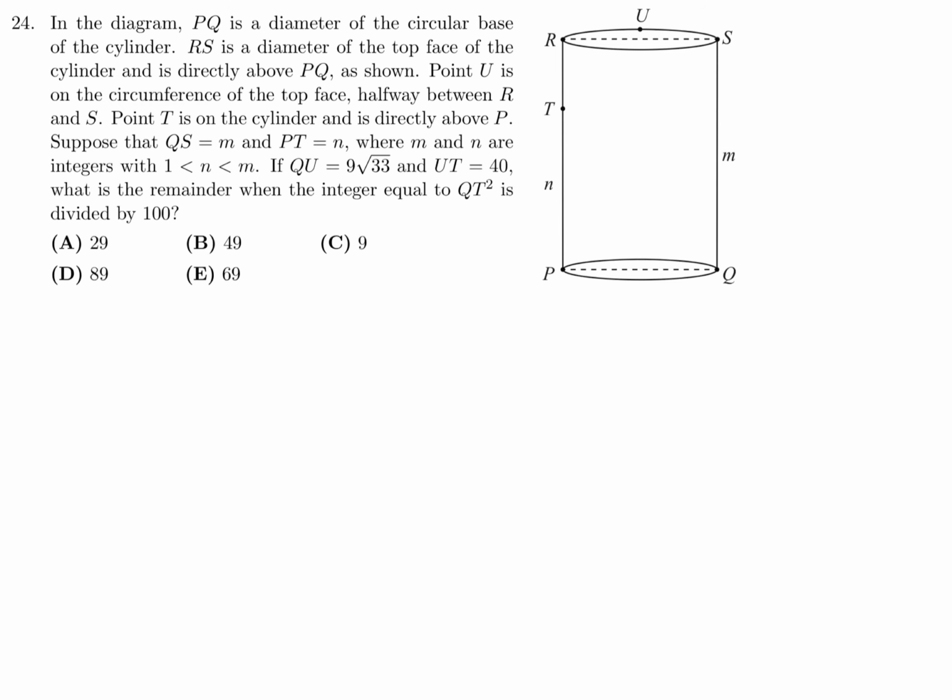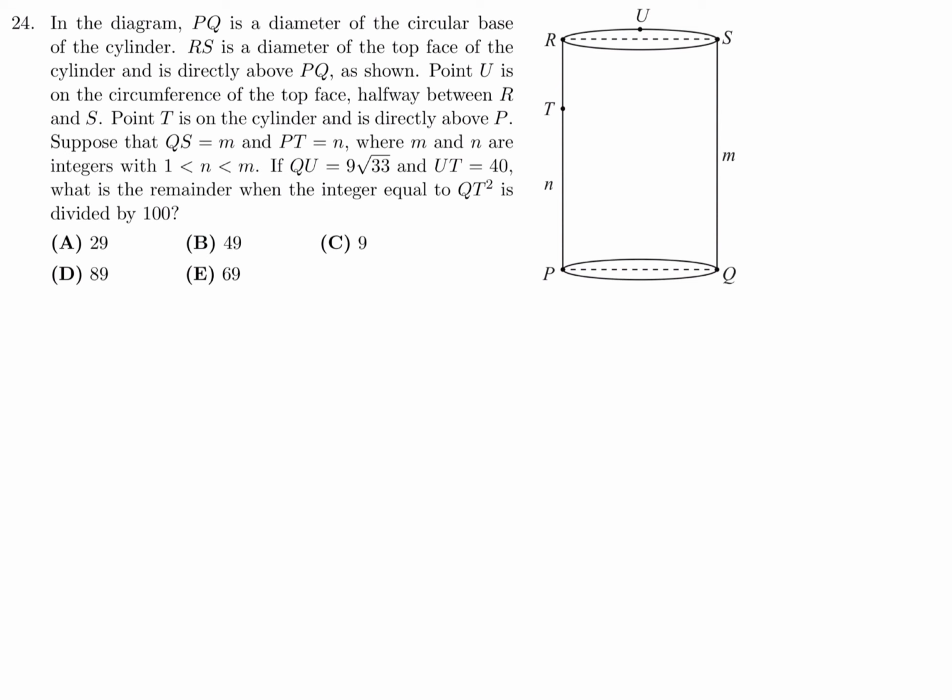In the diagram, PQ is a diameter of the circular base of the cylinder. RS is a diameter of the top face of the cylinder and is directly above PQ as shown. Point U is on the circumference of the top face, halfway between R and S. Point T is on the cylinder and is directly above P. Suppose that QS is equal to M and PT is equal to N, where M and N are integers, M greater than N greater than 1. If QU is equal to 9 root 33 and UT is 40, what is the remainder when the integer equal to QT squared is divided by 100?